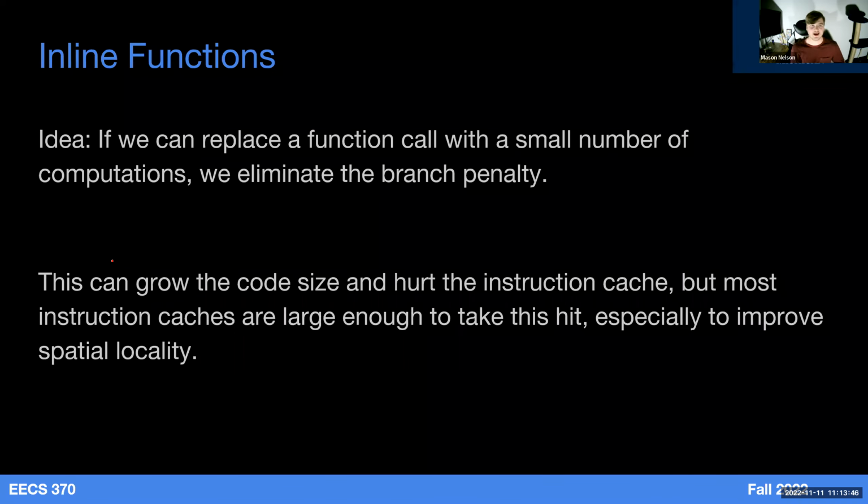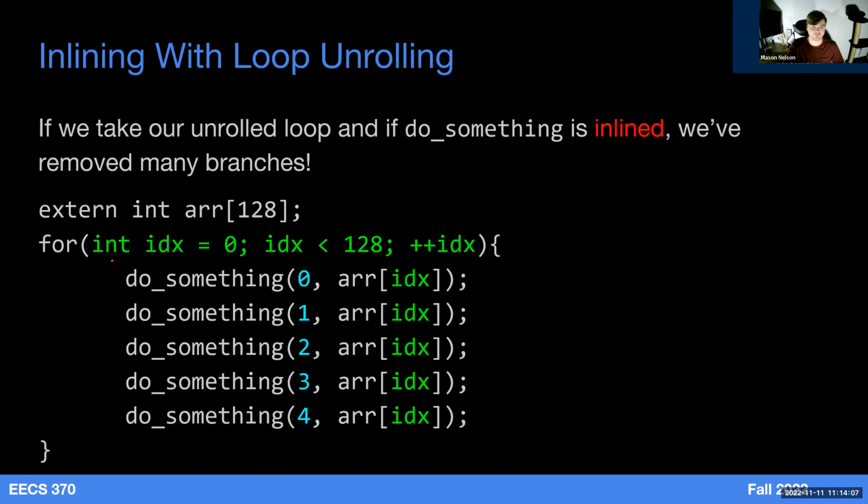So that's inlining. To recap, the main idea is that we can replace our function call with a small number of computations in order to eliminate the branch penalty. That might hurt the instruction cache, but most of the time it's large enough to take this hit, especially if everything's in serial in the end. That'll help our spatial locality.